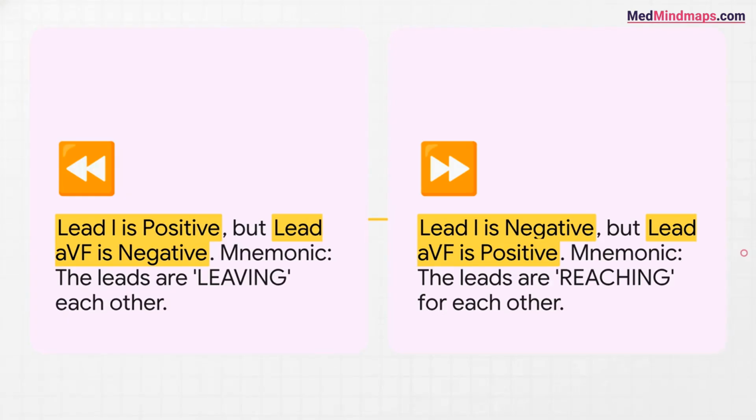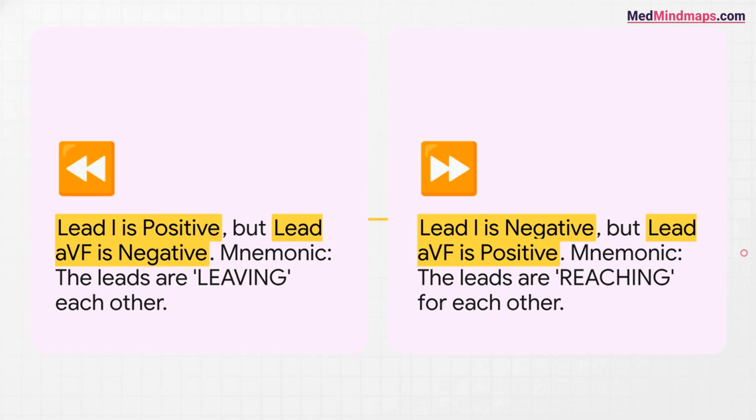Last but not least, let's talk about the heart's overall electrical axis. You can get a really quick read on this just by looking at two leads, lead I and lead AVF. It's called the two-thumb method. If the QRS is pointing up or positive in both leads, your thumbs are pointing up, axis is normal.